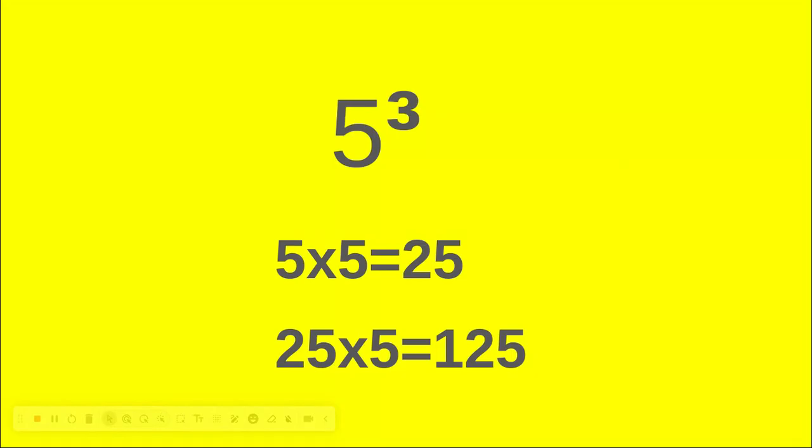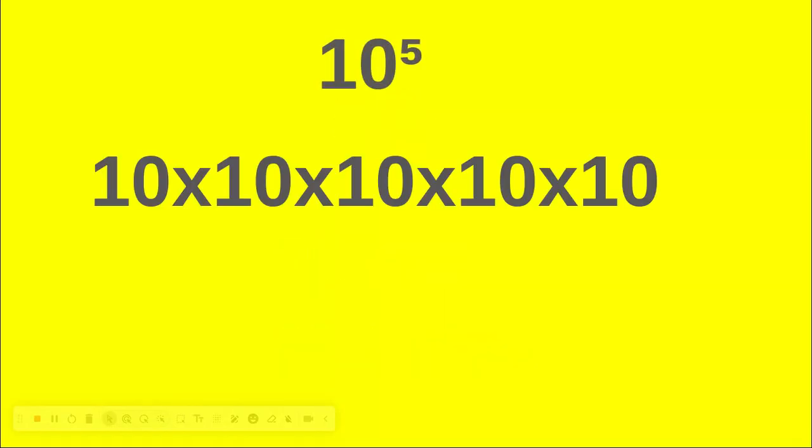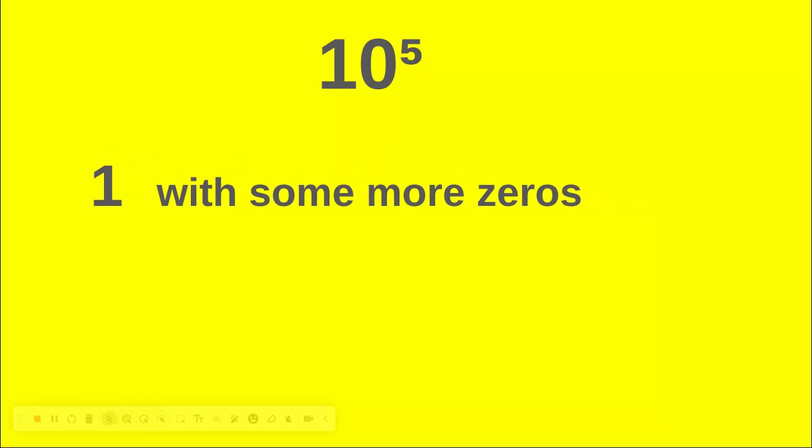The second question is 10 to the power of 5. So 10 to the power of 5 is 10 times 10 times 10 times 10 times 10. But I have a little trick with the number 10. So instead of doing all that multiplication, you can do this trick. Whatever the exponent is, that's the amount of zeros the number has.